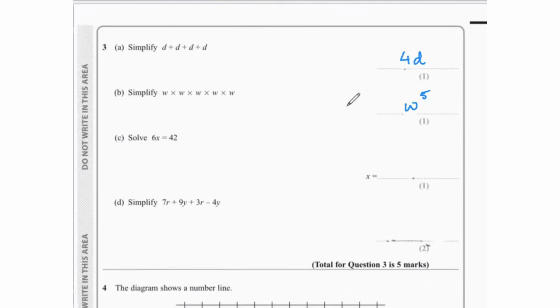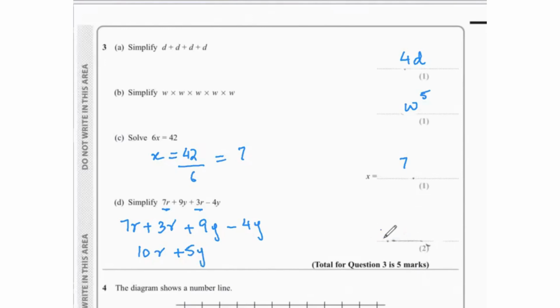Then solve 6x equals 42. So we will divide 42 by 6, and that is 7. Simplify 7r plus 9y plus 3r minus 4y. In this one, we collect the like terms. 7r and 3r are the like terms, so we write them together. And then 9y minus 4y are the other like terms. So 7r plus 3r is 10r, and 9y minus 4y is plus 5y. So 10r plus 5y is the final answer.